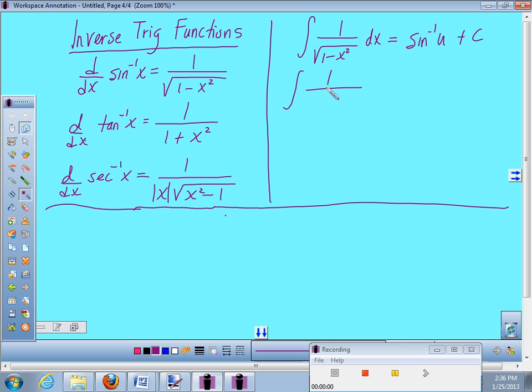And the one that's probably the toughest is if you are given a fraction with 1 plus x squared. That's a pretty simple little fraction. You've got to notice that, oh, I could make that into inverse tangent. Whoops, I shouldn't have been writing u. Sorry, it should be x's up there. And probably the one that's the easiest to spot is a secant.